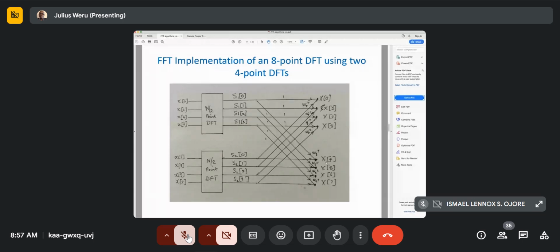So you can see X4 to X7 is simply adding this to this, but multiplying with different powers of WN. So I think this is clear. But of course, you can notice one thing, that this is 0.